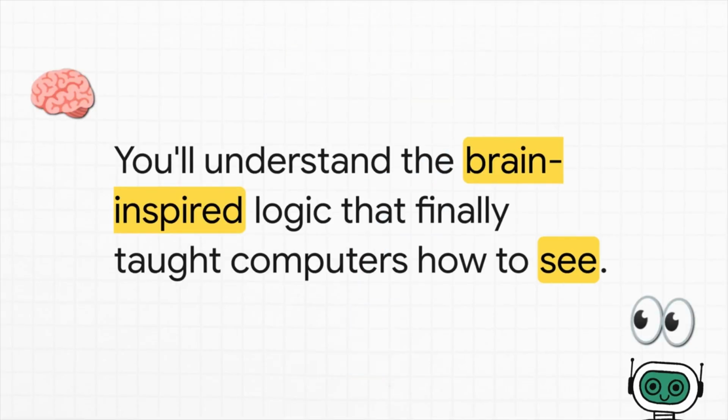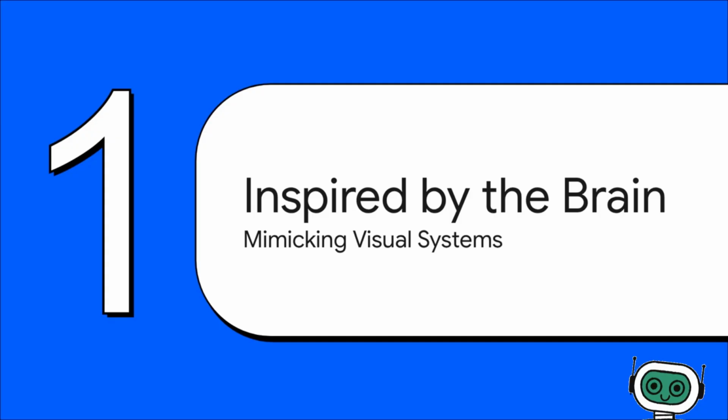Well, the answer wasn't just about raw computing power. It was about a completely different way of thinking. And by the end of this, you're going to understand the core brain-inspired logic that finally cracked the code for computer vision. So where did this breakthrough idea come from?